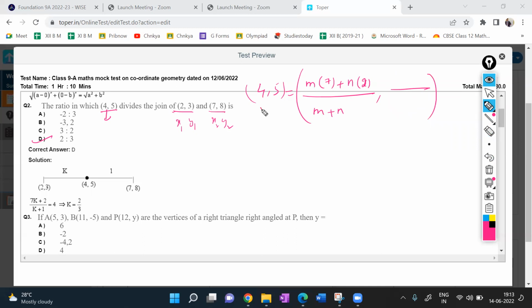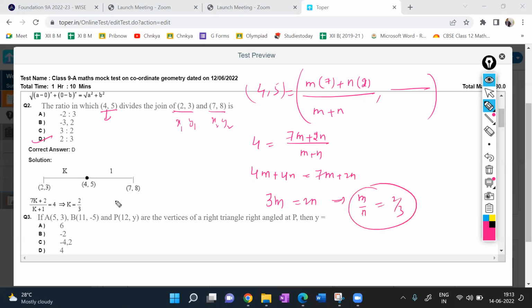Now we need to find out the m and n values, right? So let us equate this. 7m plus 2n divided by m plus n equals 4. I think we have solved the same question. 4m plus 4n is equal to 7m plus 2n. So 3m, beta, is equal to 2n. So look at it, m by n is what? 2 by 3. The right answer is 2 by 3. Understood my point?